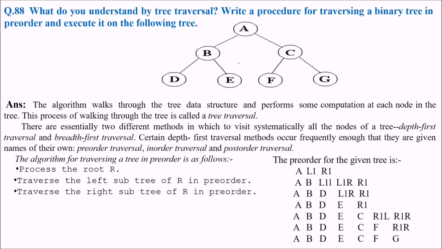So the algorithm walks through the data structure and performs some computation at each node in the tree. Some processing is done while traveling or moving from one node to another. This process of walking through a tree is nothing but tree traversal. So this is your tree traversal.